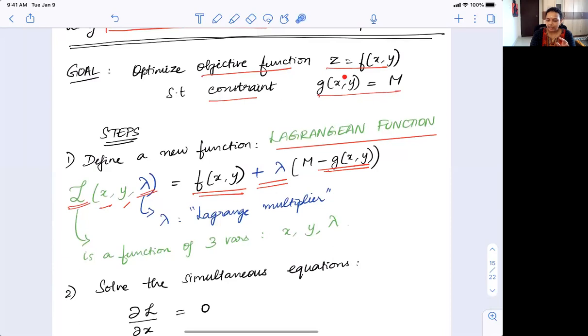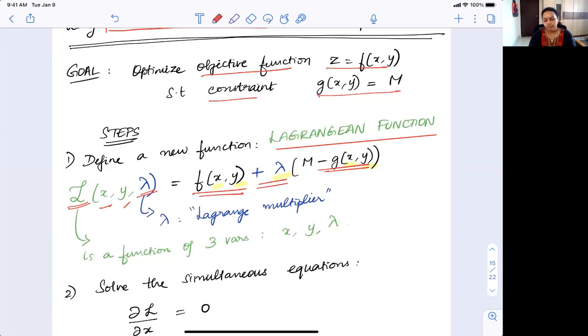You just move g of x, y to the other side, and you end up getting n minus g of x, y. That's what you put within the brackets right after the multiplier term. So f of x, y plus lambda times the constraint written in this manner is your Lagrangian function, and you can see that it is now a function of 3 inputs: x, y, and lambda.